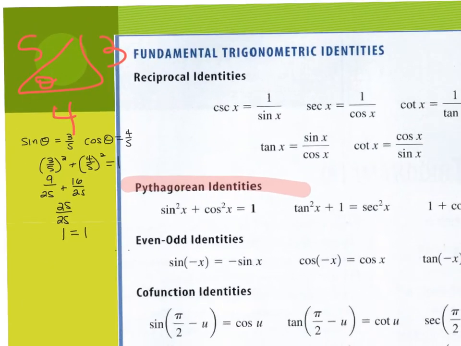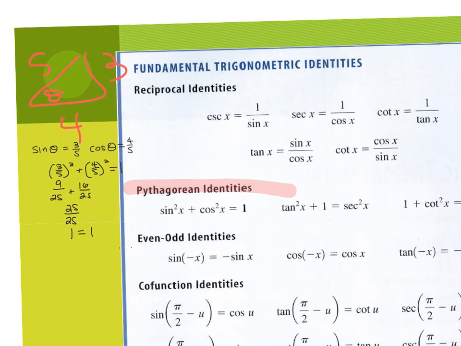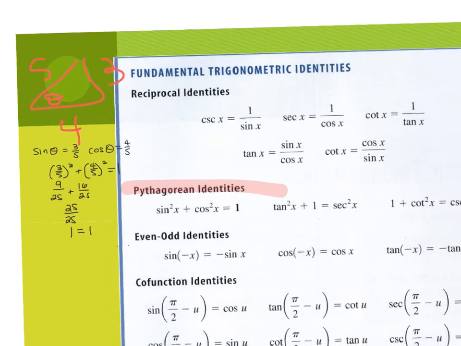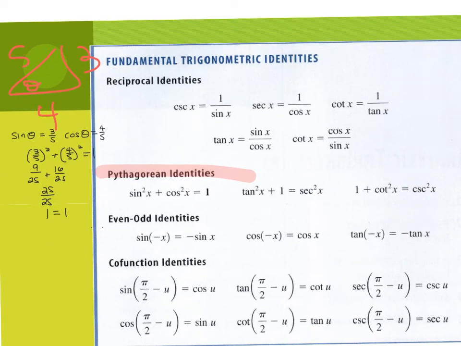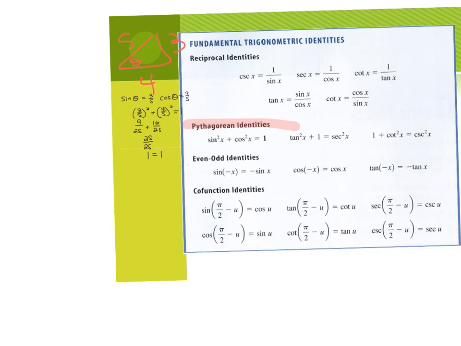So that's the backing of it. You don't have to be able to describe it to me. You just have to know it. Sine squared plus cosine squared is 1. That's the first one. The next one is tangent squared plus 1 equals secant squared. And the last one is 1 plus cotangent squared equals cosecant squared. So the two C reciprocal functions go together, and then the T and the S go together. You can either choose to memorize those, or I'll show you how to derive them.